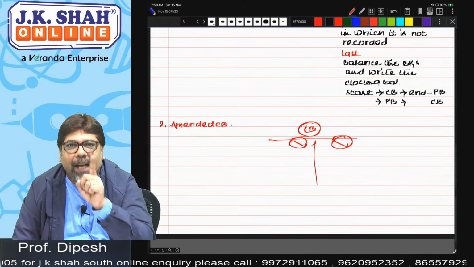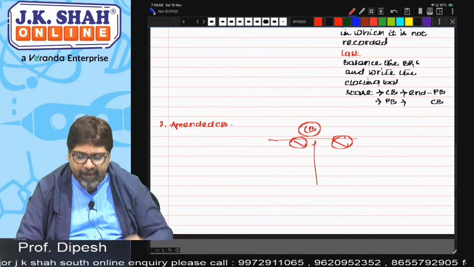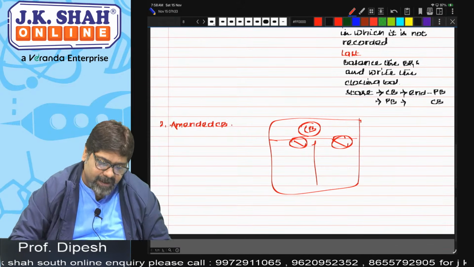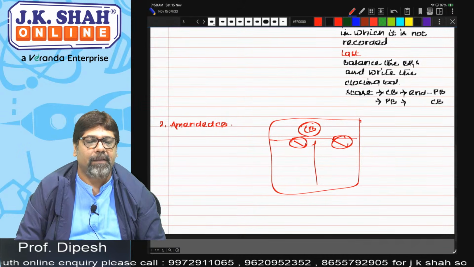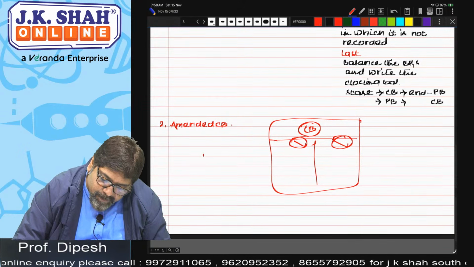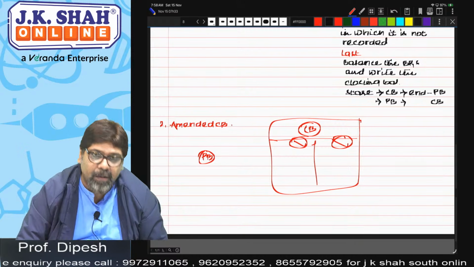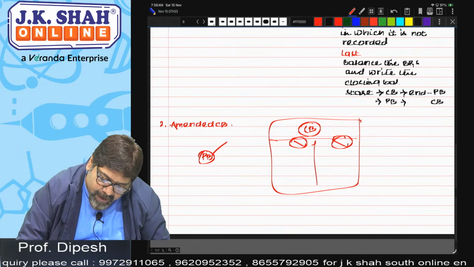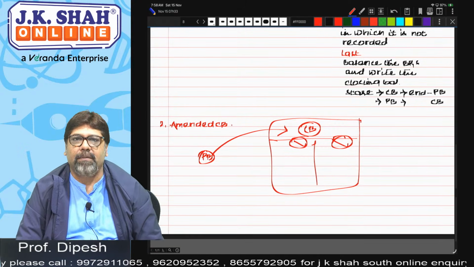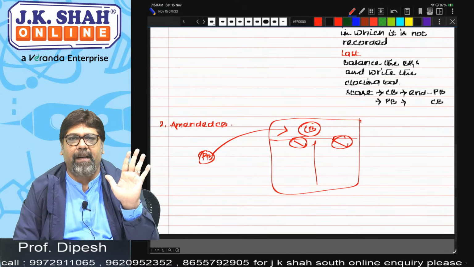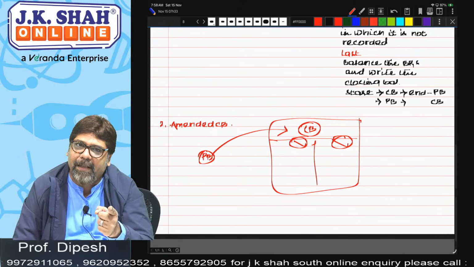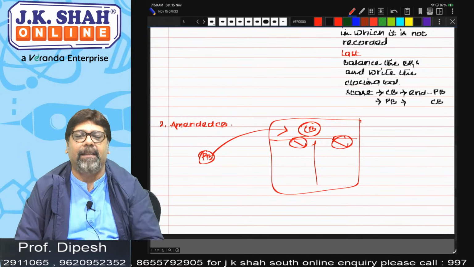Now listen to me once again. If the cash book balance is given, you can prepare an amended cash book. So first prepare the amended cash book and then prepare BRS. But if the passbook balance is given, then what will you do? In case of passbook balance given, can you prepare an amended cash book? No, sir, because to prepare an amended cash book, we require a cash book balance.